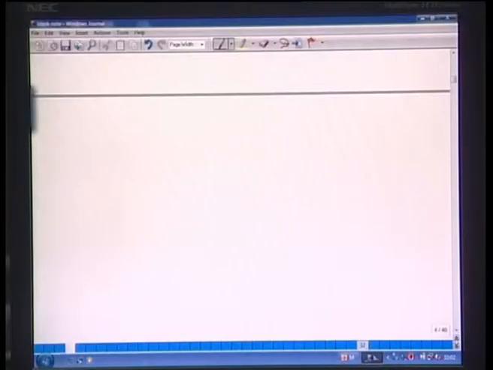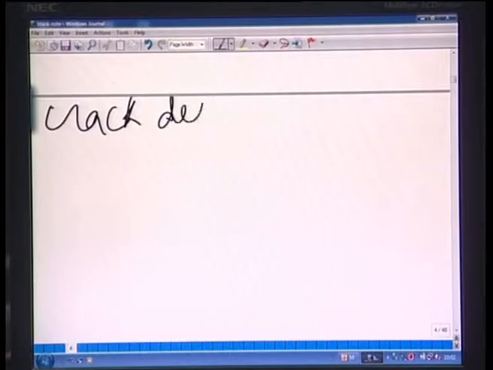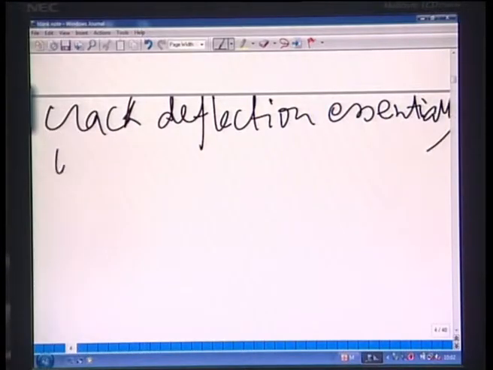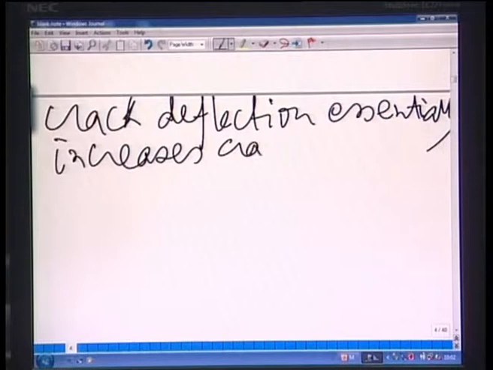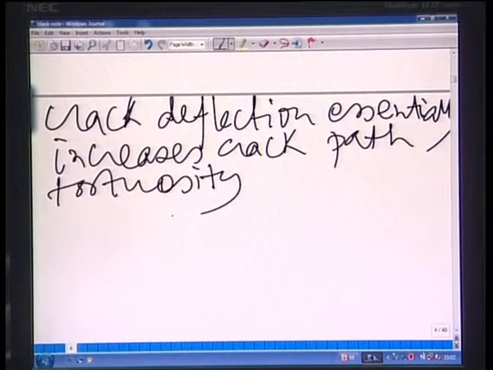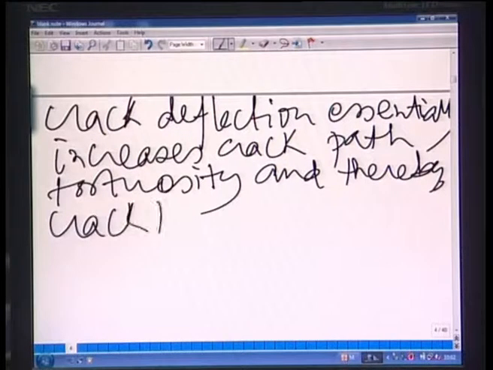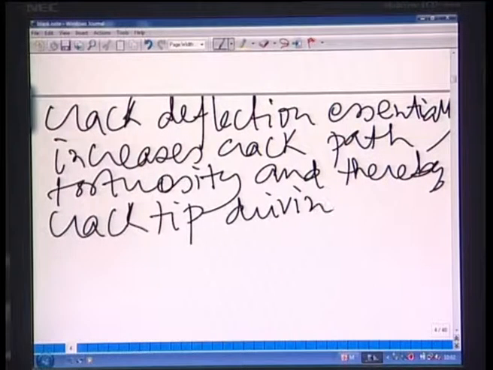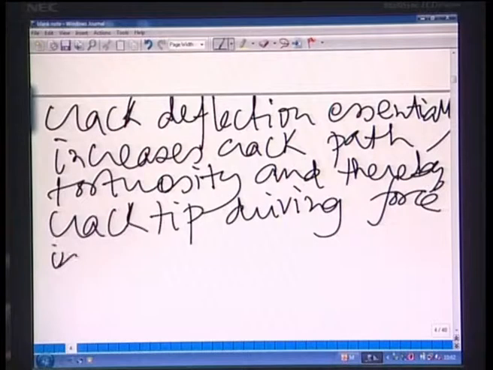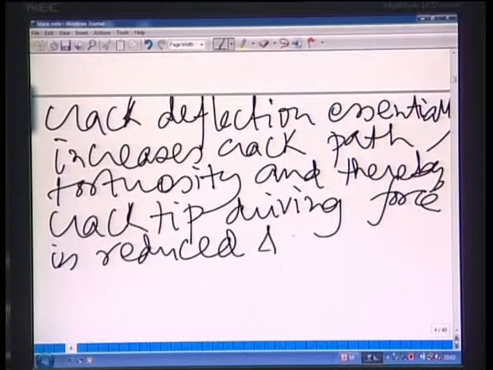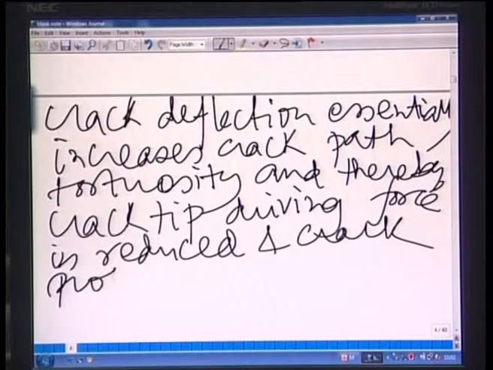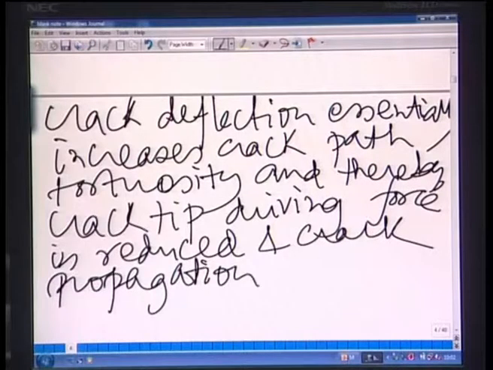So this deflection of the cracks will increase the tortuosity. So crack deflection essentially increases crack path tortuosity, and thereby the crack tip driving force is reduced and crack propagation can be controlled.